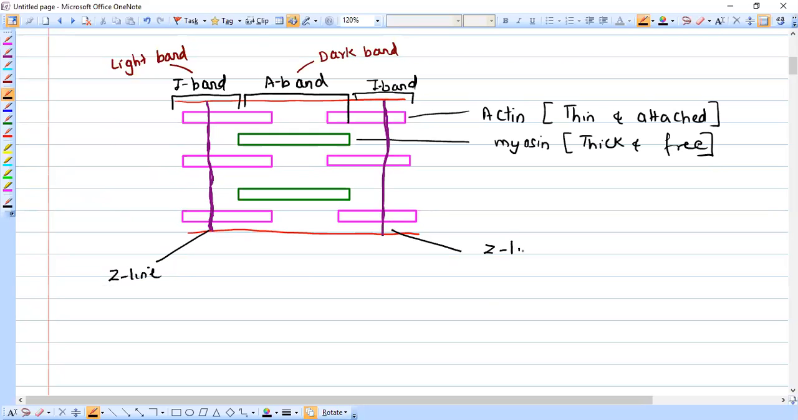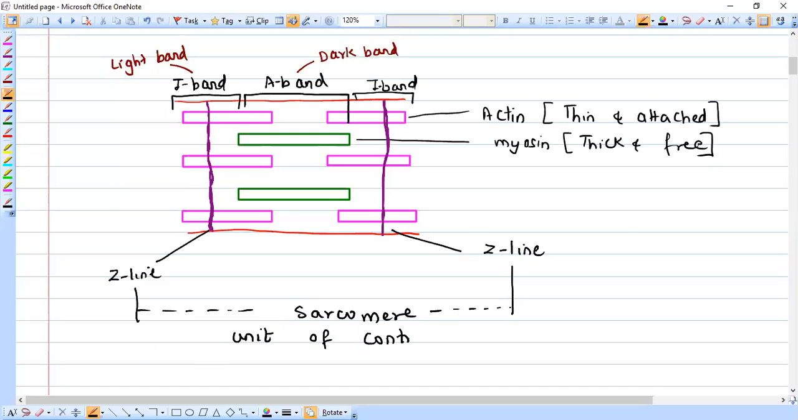And the distance between two Z lines is called the sarcomere. So I can put it in this way. Let's take this and this to be Z lines. The distance between the two Z lines is called the sarcomere. What is a sarcomere? Basically, sarcomere is nothing but the contractile unit of muscle. Or I can say sarcomere is the unit of contraction. The muscles contract, and that is possible only because of the sarcomere.